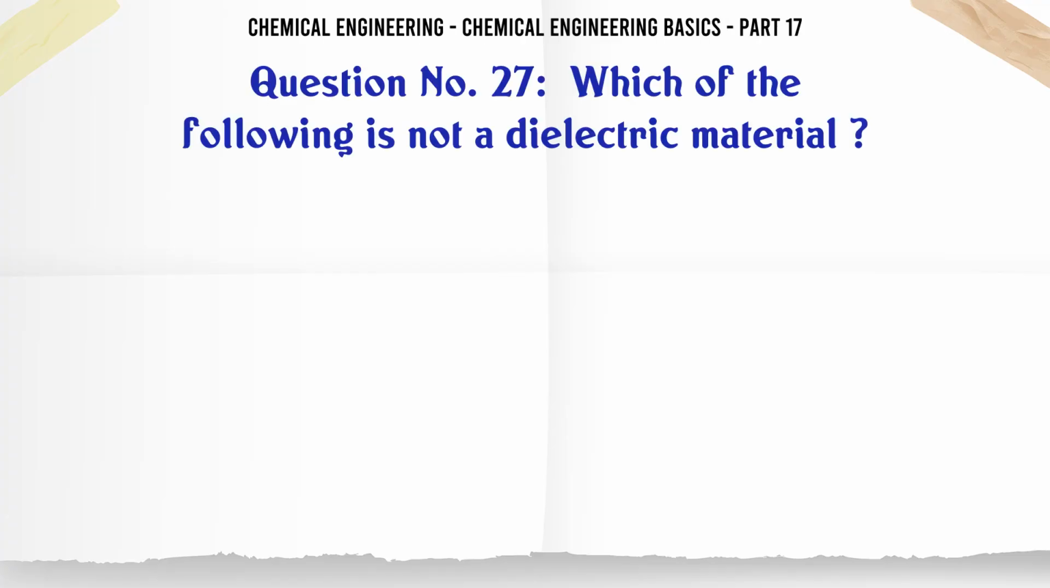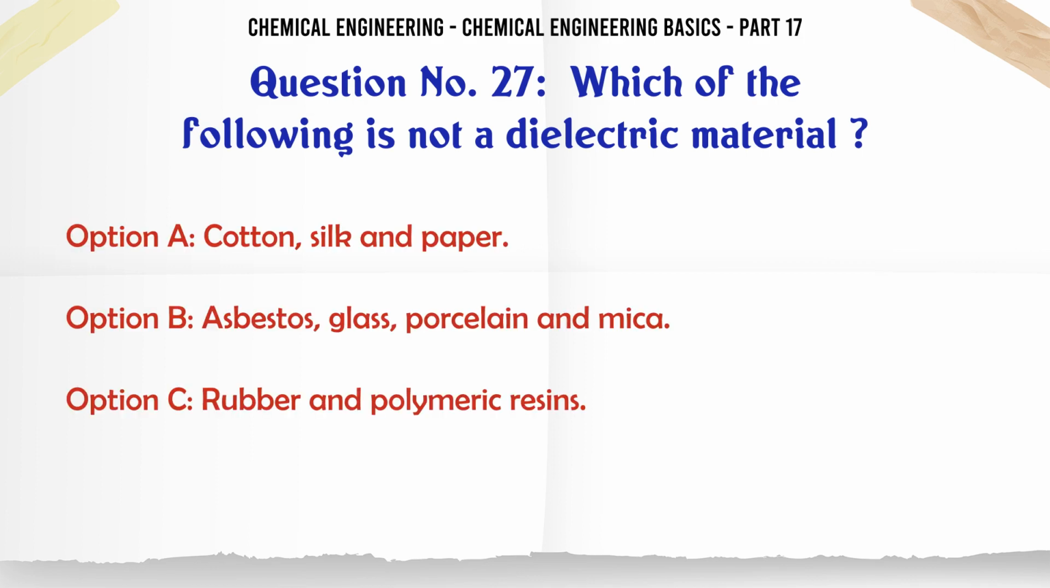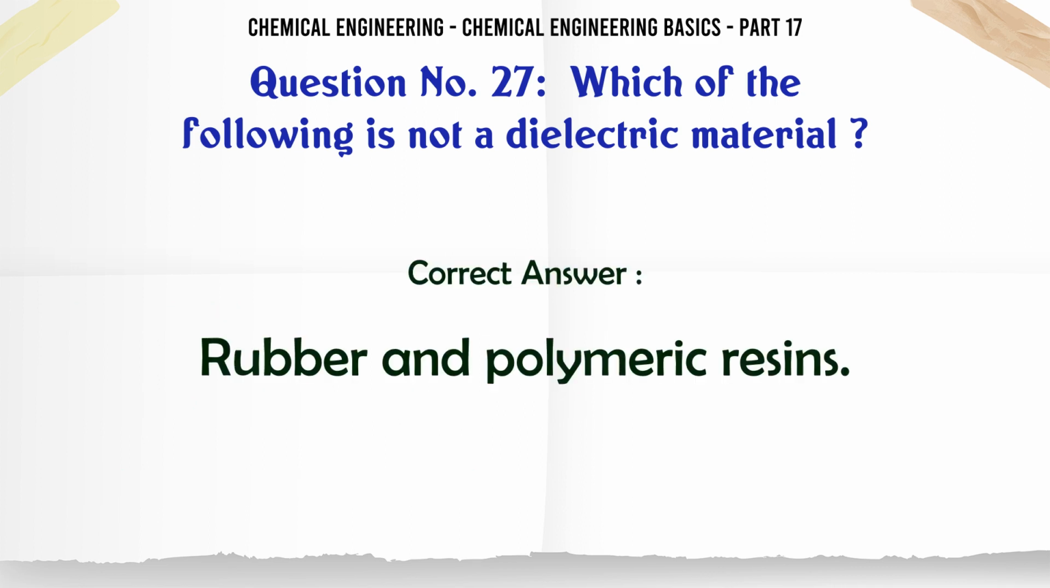Which of the following is not a dielectric material? A. cotton, silk and paper, B. asbestos, glass, porcelain and mica, C. rubber and polymeric resins, D. all refractory materials. The correct answer is rubber and polymeric resins.